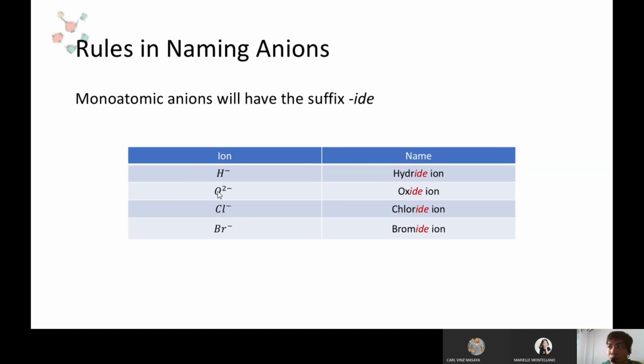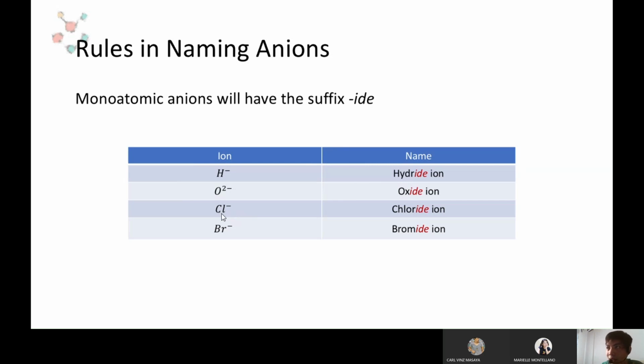No? O2 negative, or O negative 2. Yun yung charge, negative 2. So, ano name ng ion na yan? So, the atom is oxygen. So, palitan mo na lang yung -gen ng ide, no? So, oxide. Pagandahan lang ng pangalan. Basta maganda pakinggan.